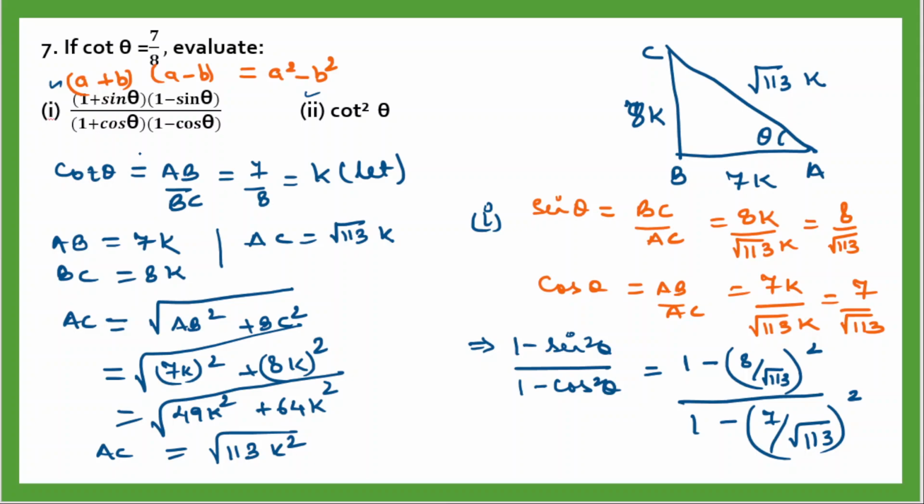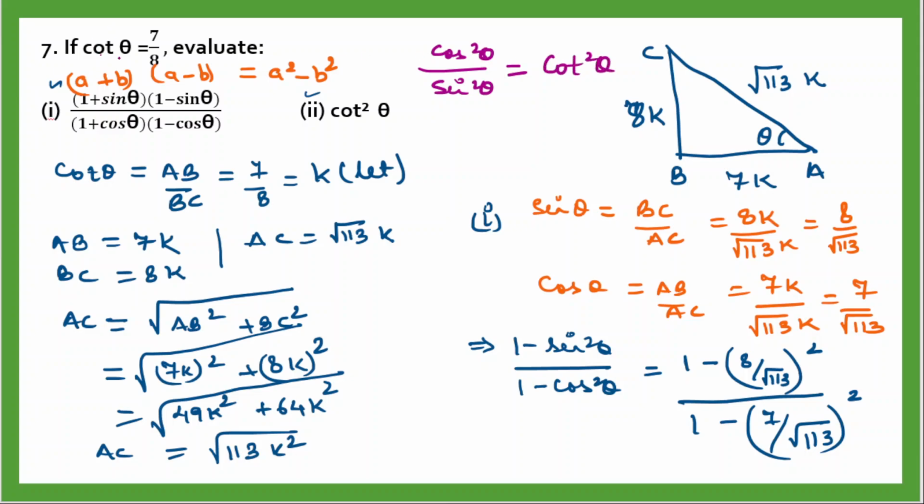You can calculate your first part if you know the trigonometric identities. Because 1 minus sin square theta is equal to cos square theta. And 1 minus cos square theta is equal to sin square theta. So you can write this formula in the form of 1 minus sin square theta divided by 1 minus cos square theta. And using the trigonometric identities, you can write it as cos square theta divided by sin square theta, which is your cot square theta.